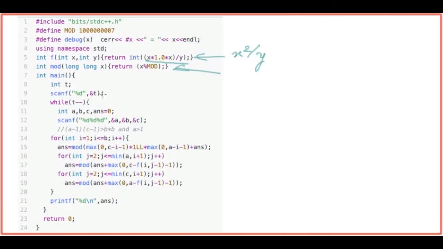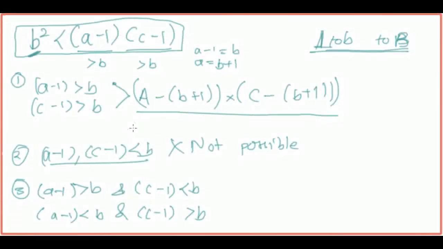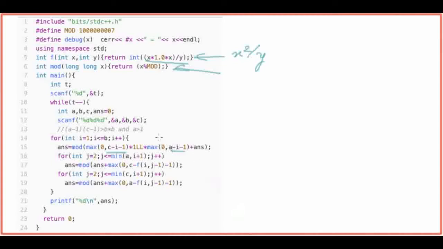So if you check here, we are checking for each of the b, like 1 is less than or equal to b, and then firstly we are taking the simple one, case 1: c minus i minus 1 into a minus i minus 1. If you solve this, you will get a minus b minus 1 into c minus b minus 1. And if it is less than 0, then we are taking the 0 value.